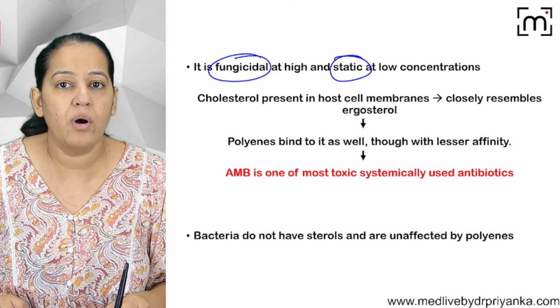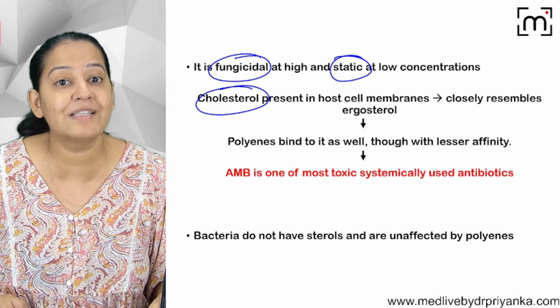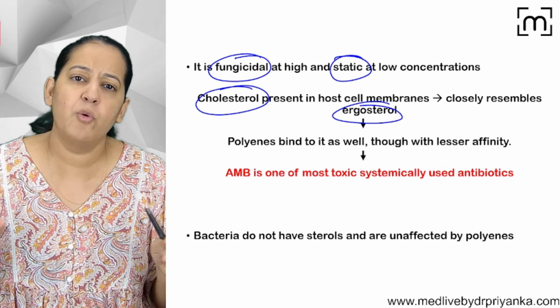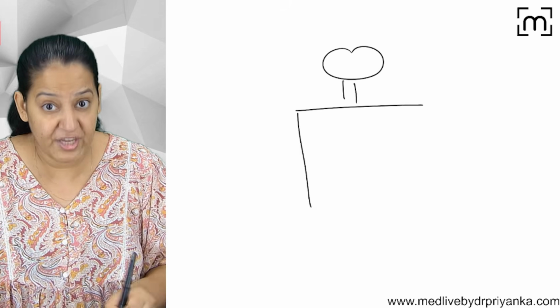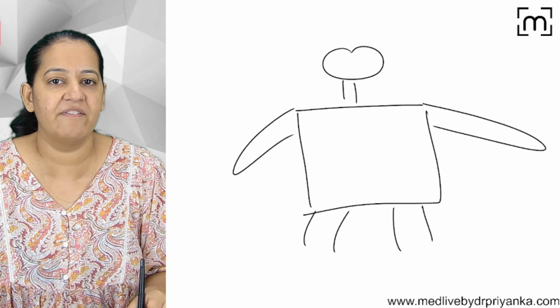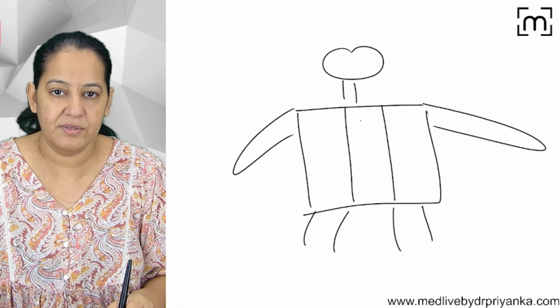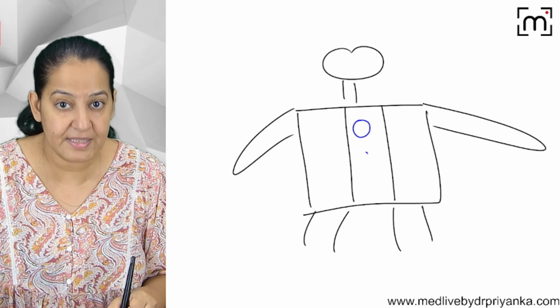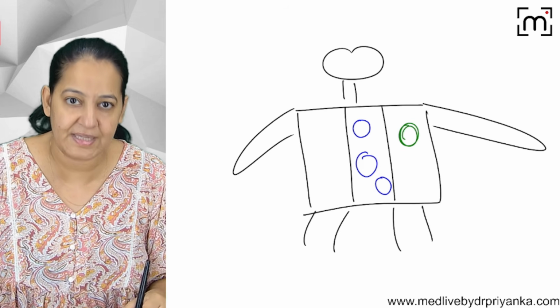Now, in the human membrane, cholesterol is present. In the fungus membrane, ergosterol is present, but both closely resemble each other. Suppose there is a patient. This is my patient's body, and my patient has a fungal disorder. Suppose this is the blood vessel of my patient and it contains fungus. So this is the fungus, this is the cell membrane of the fungus, and this is my patient's human cell.